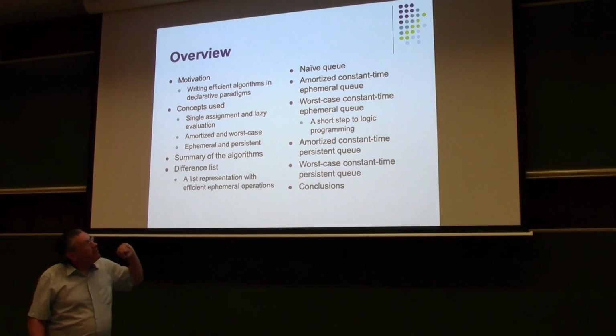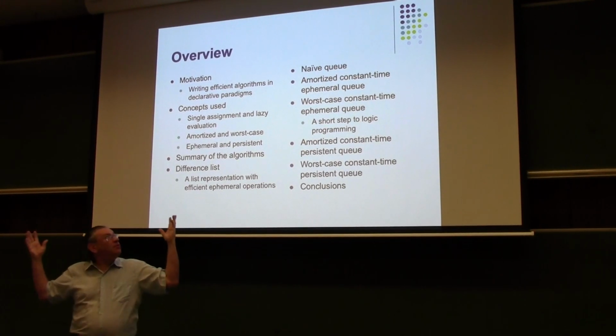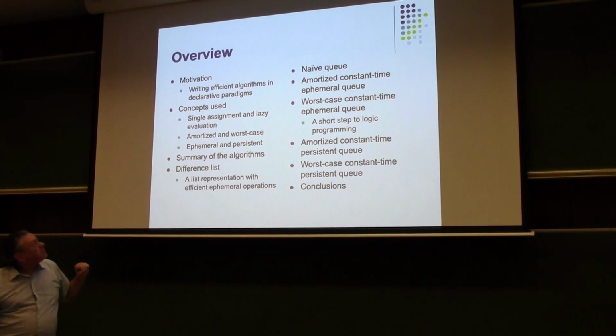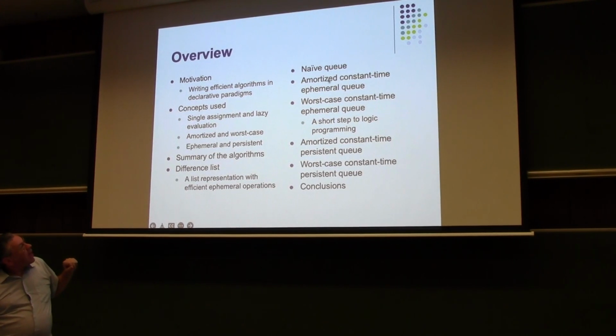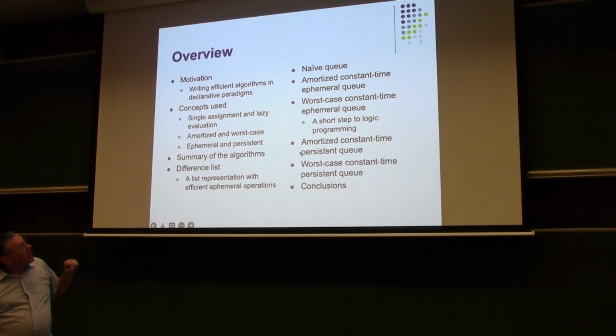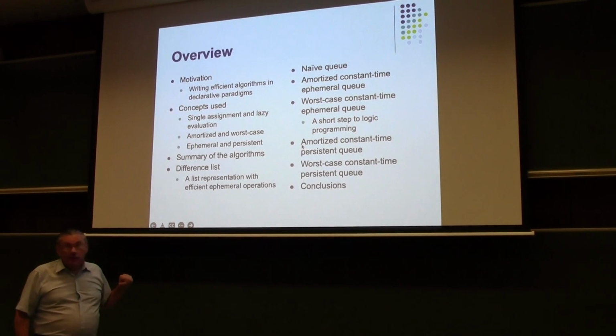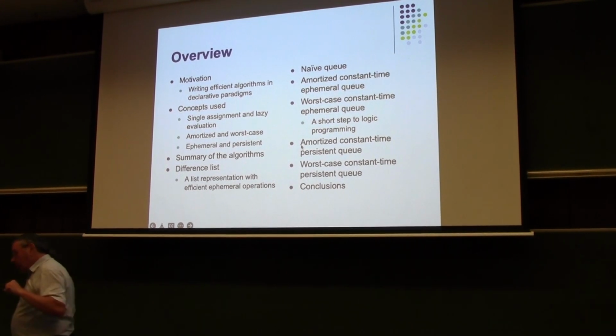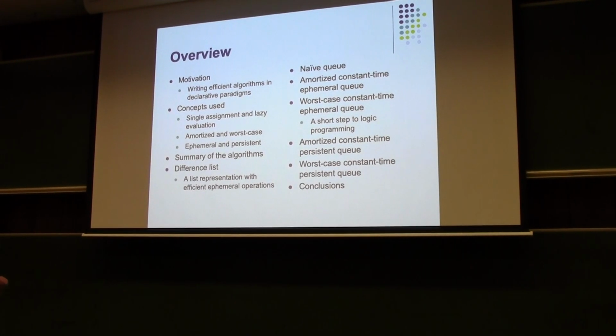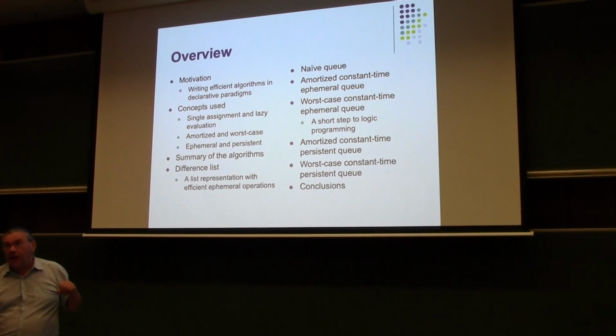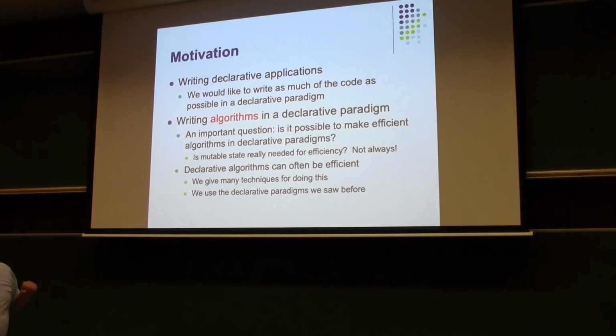I'll start with a naive queue. If you're really naive, you do it like that. But then we make it smarter. I make it amortized constant time, worst case constant time, and then I will make it persistent, okay? And I'll explain to you what it means. And that makes the algorithm actually very, very powerful. So you'll see that in the course.